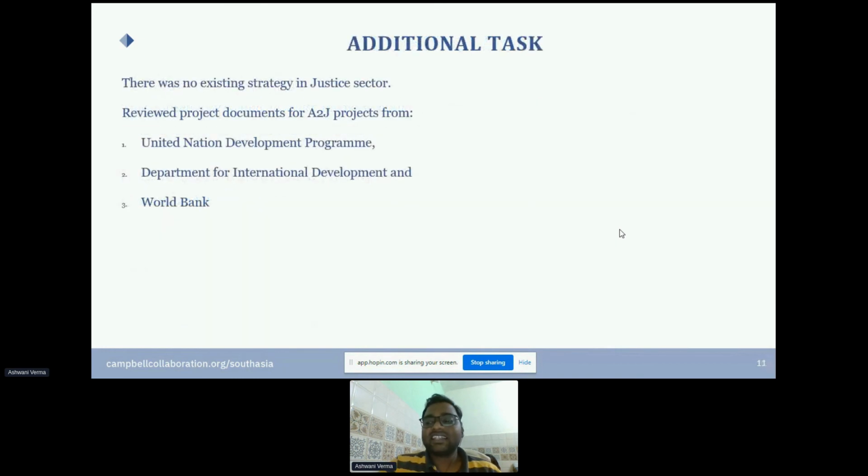We have done an additional task as well in this map. Because there is no existing strategy specifically in the justice sector which is readily available, particularly in low and middle income countries, and no data or framework available for this, we reviewed the project documents for the Access to Justice projects. We mainly reviewed the websites and publications from three agencies: the United Nations Development Program, UNDP, the Department for International Development, and the World Bank, to make this framework or strategy in the justice sector.